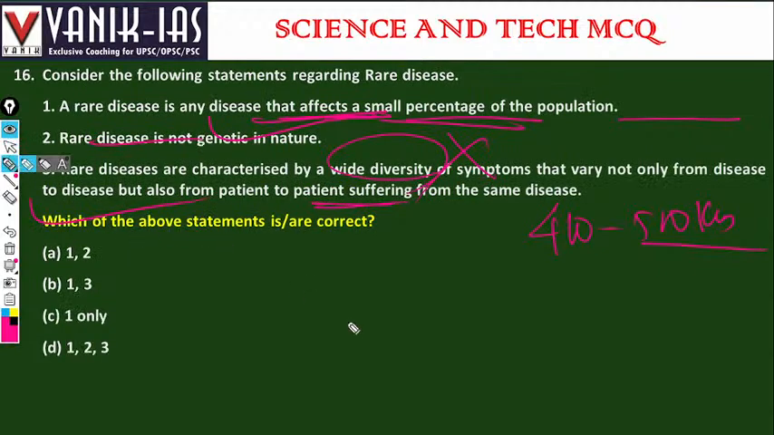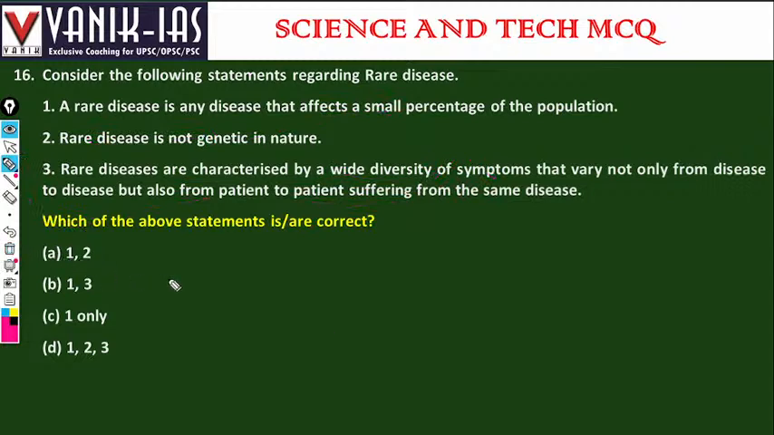Then consider the following statements regarding rare diseases. What do you mean by rare diseases? A rare disease is any disease that affects a small percentage of the population. A rare disease is not genetic in nature. Rare diseases are characterized by a wide diversity of symptoms that vary not only from disease to disease, but also from patient to patient suffering from the same disease.